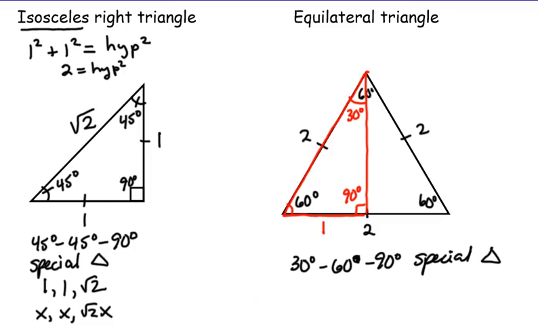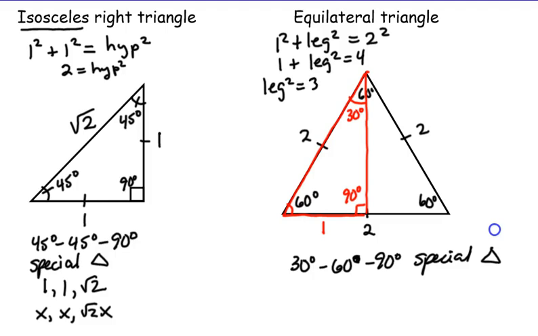Now, what is the length of this third side here? Notice this is one of the legs. So using the Pythagorean theorem, I would say 1 squared plus this leg squared is equal to 2 squared, the hypotenuse squared. That would be the same as saying 1 plus the leg squared is equal to 4, or the leg squared is equal to 3. When we take the square root of both sides, this third side here is the square root of 3.